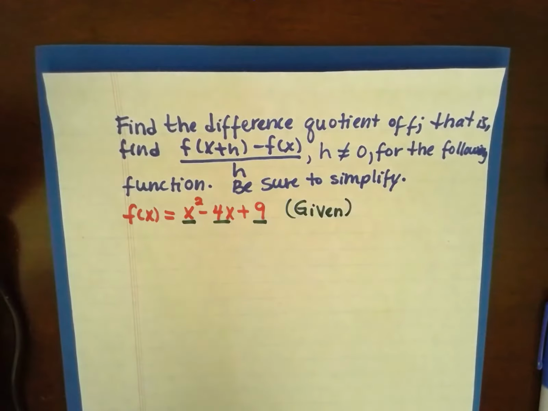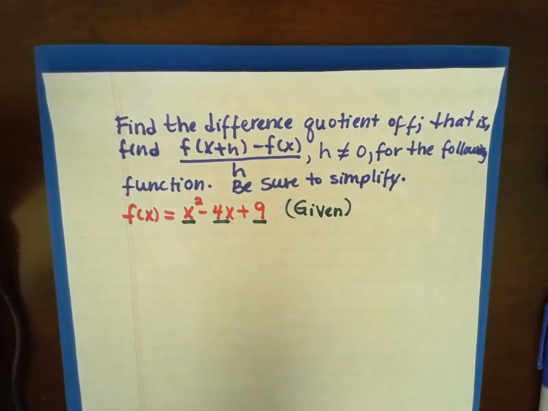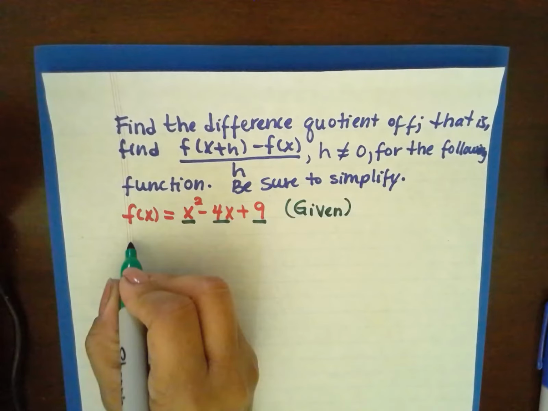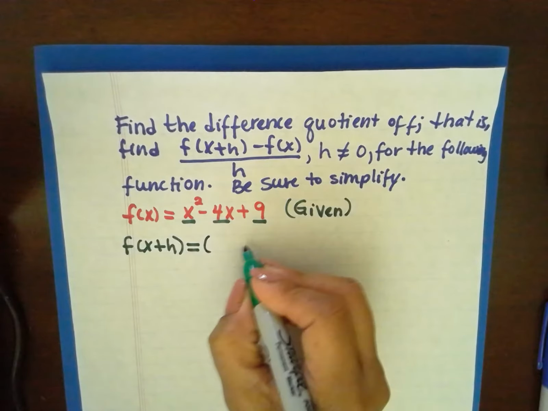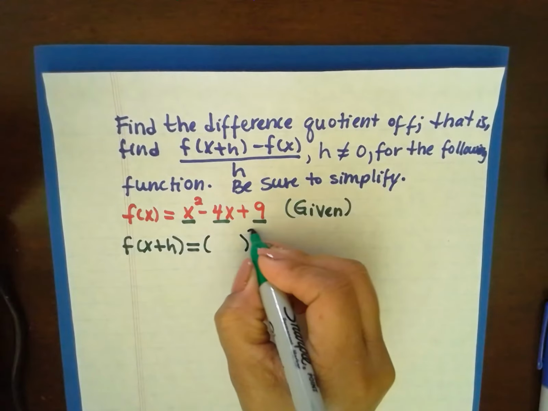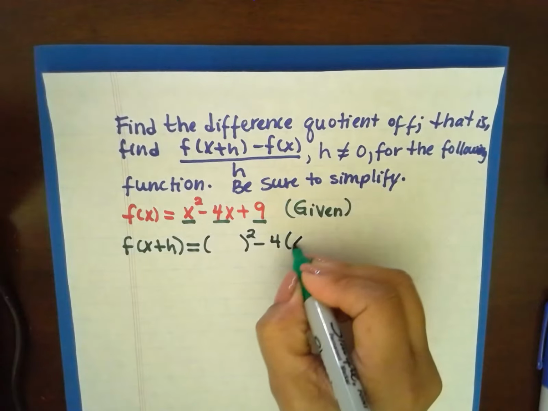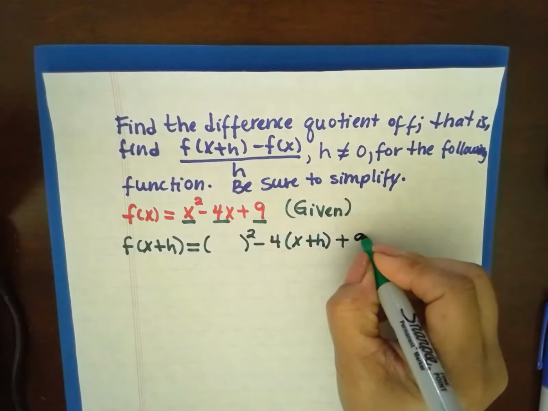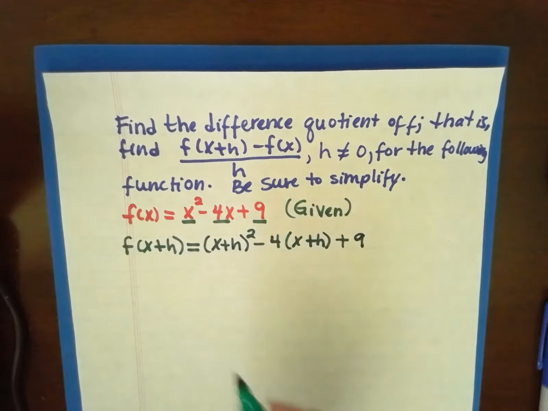So we'll still follow the same process as we did with the first video on difference quotients with a linear function, and it was 2 terms. So now we're going to proceed to find f of x plus h. So everywhere we see the x, we're going to replace that x with the binomial x plus h. So x plus h squared.